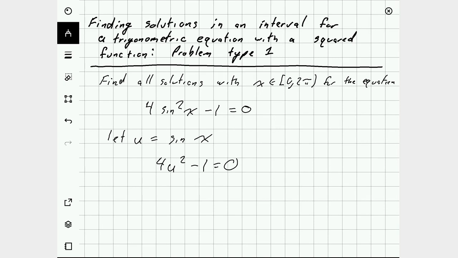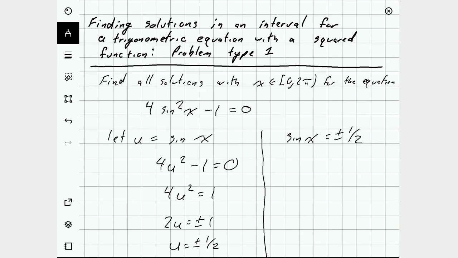Solving this equation for u, I get that u is plus or minus 1/2. But of course, u is sine of x, so that means that sine of x is plus or minus 1/2.